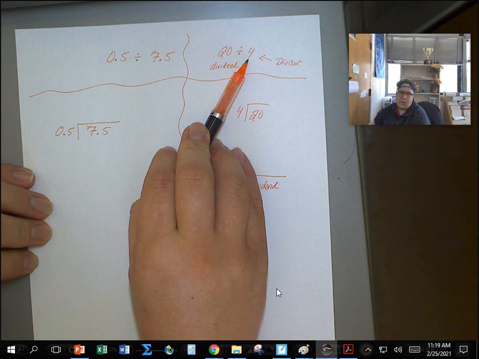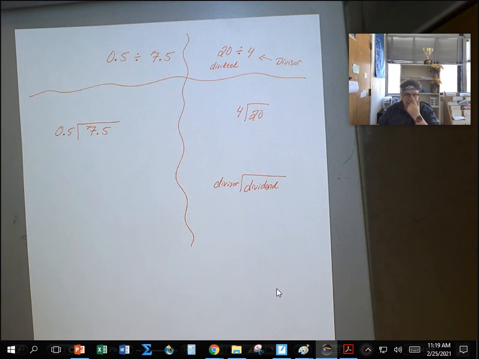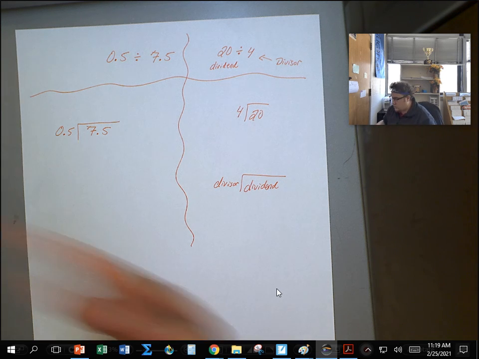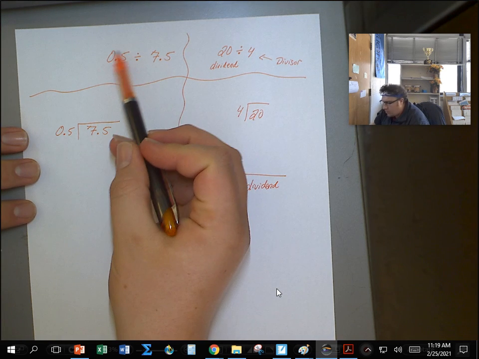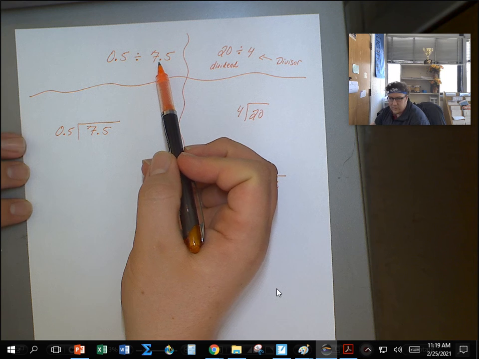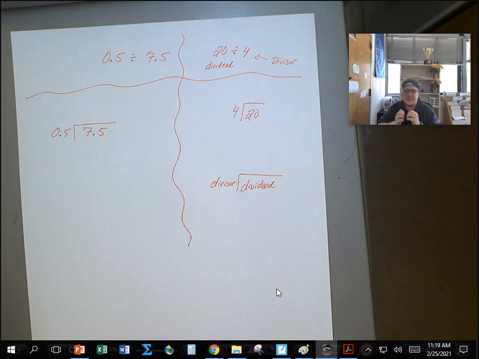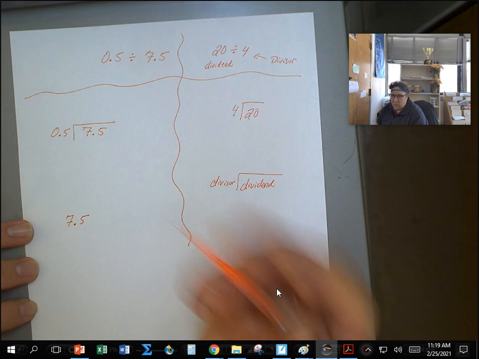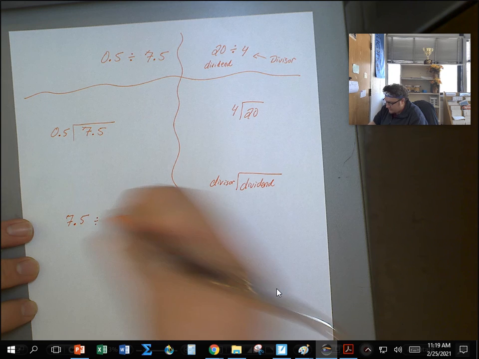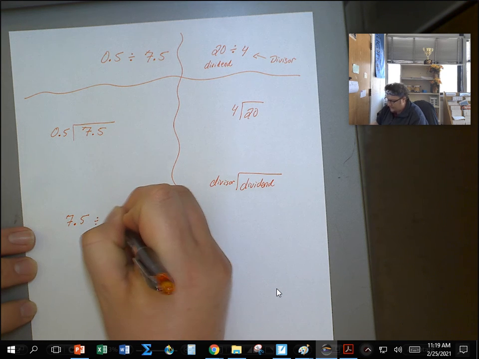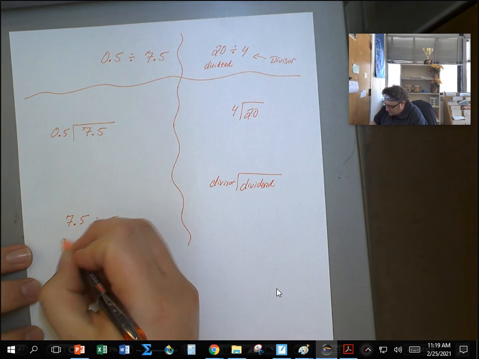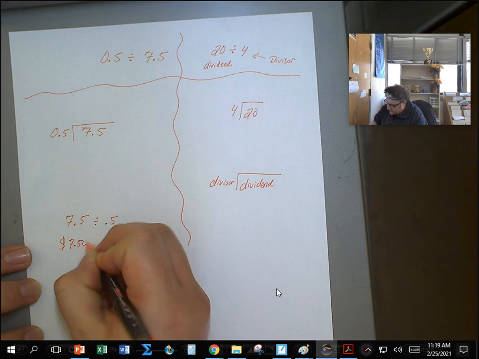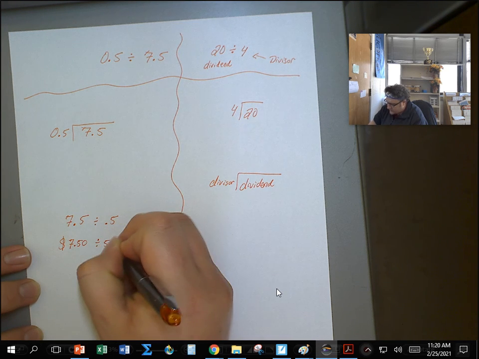Now, why did this problem seem tricky? Because this is a weird idea to do. Taking 0.5 and dividing it by 7.5, that's going to be a really tiny number, right? And so if you think of this as money, the more normal problem to ask here is 7.5 divided by 0.5. And if you think of this in terms of money, that's $7.50 divided by 50 cents.